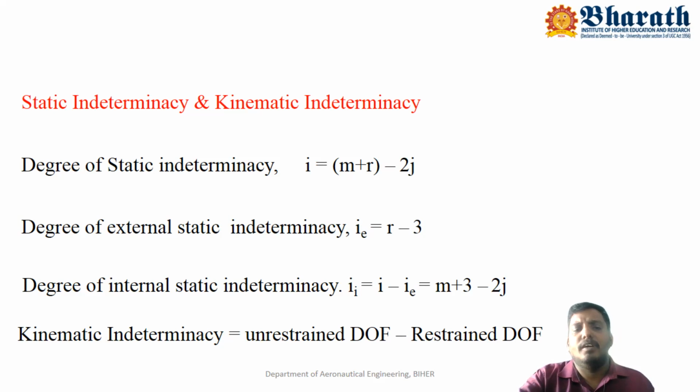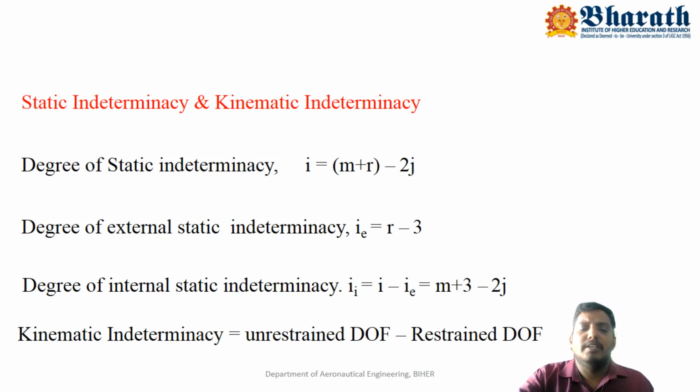There are two types of static indeterminacy: external static indeterminacy and internal static indeterminacy. If it is external static indeterminacy, then I is equal to R minus 3, where R is the reactive forces from the supports. For internal static indeterminacy, you have to use the equation m plus 3 minus 2j, where m is the number of members in the truss and j indicates the number of joints.